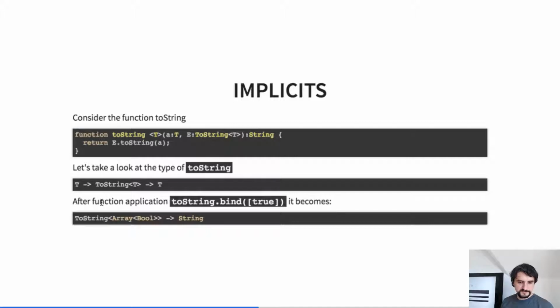Okay, so as you can see in this example, we have the type class at the end, and if you apply, you have two arguments, the A and the E, and if you actually apply the first parameter to the toString function, the new type becomes toString array of bool. So what we actually want to have is an expression that matches this type, or we want to have the expression which represents the type class inserted at this position.